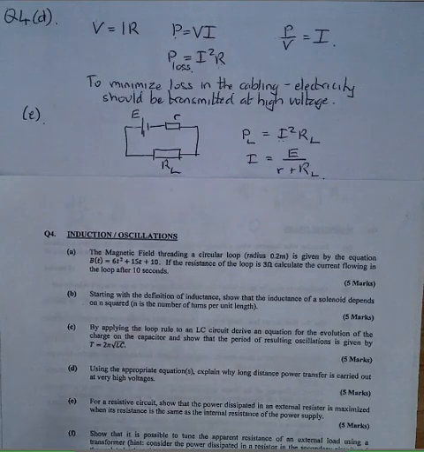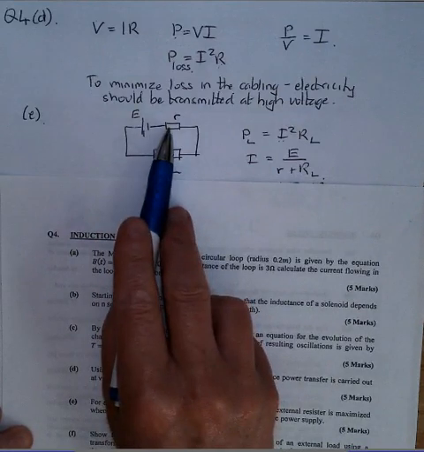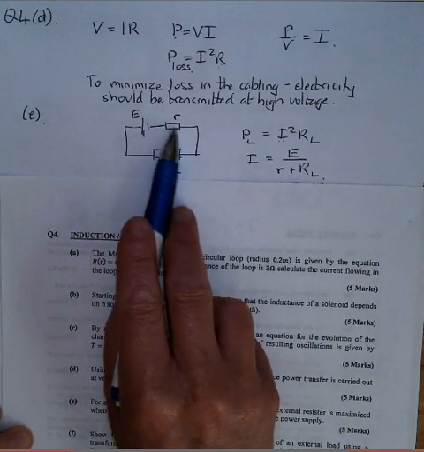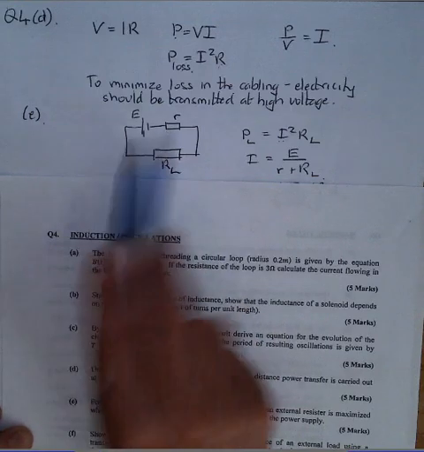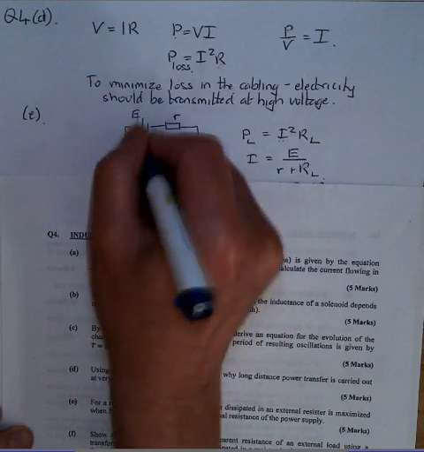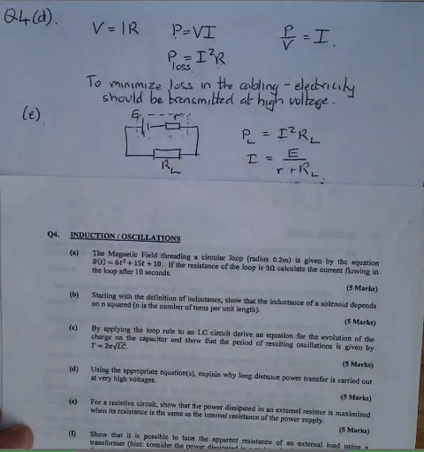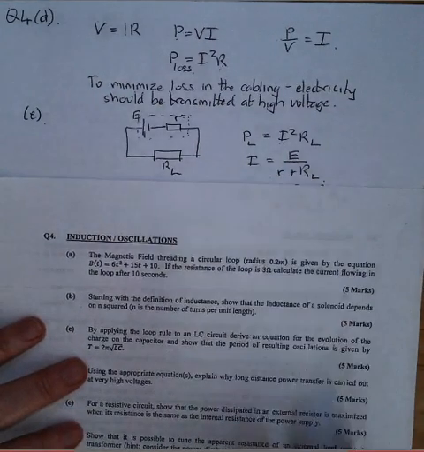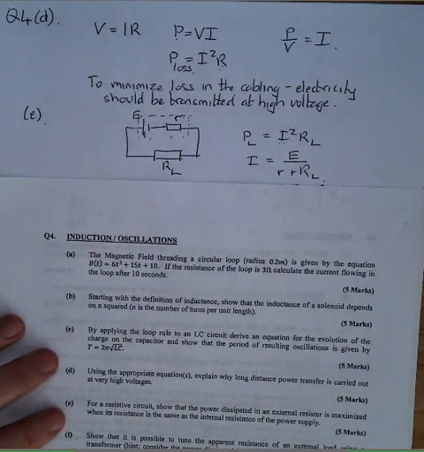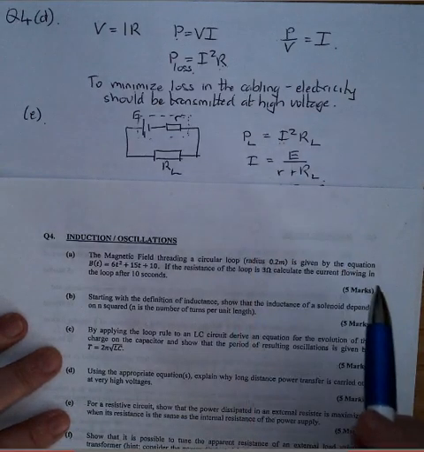So a DC power supply, with every source of EMF, you have some form of internal resistance, which I've just labeled as little r. And this is the load resistor that's connected on the outside. What's in here could either be your power supply, or it could be a battery. As we've just been talking about, what's really important is that it's asking you for the power dissipated. So the power in the load is I squared RL.